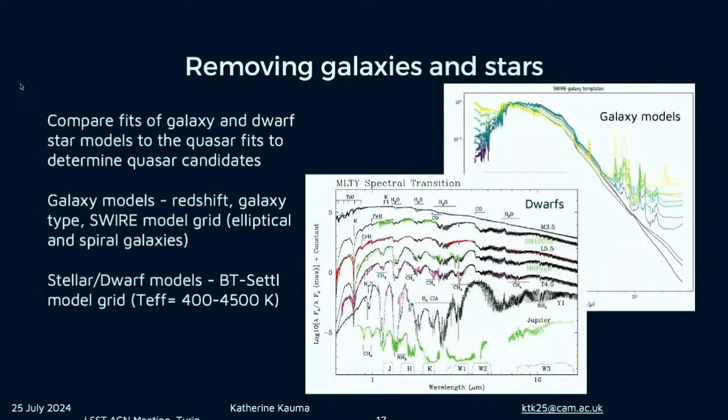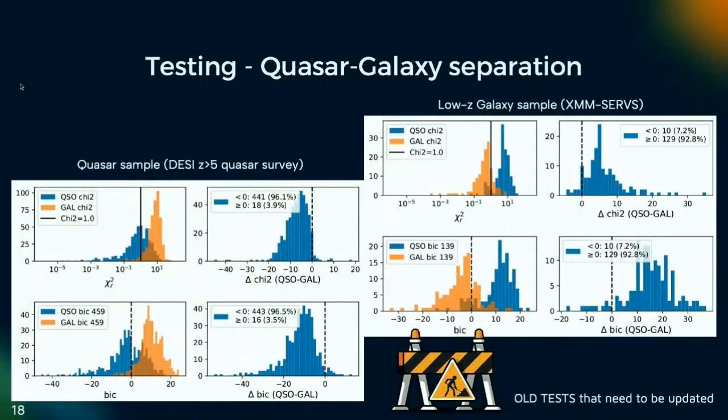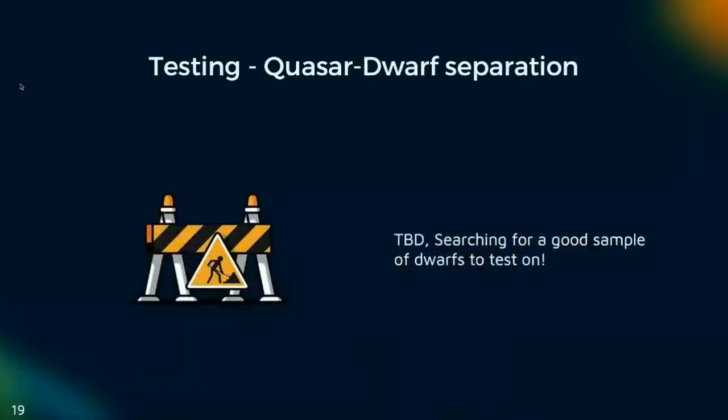The second part of this is modeling the contaminant sources, like the galaxies and the stars. I use the SWIRE galaxy templates and some BT-Settl dwarf star models, and then it's done the same way. The galaxy-quasar separation seems to work all right. This is old though, and I need to redo these tests. I haven't gotten to test the quasar and dwarf separation yet because I can't find a good sample of dwarf stars. So if anybody knows one, please let me know.